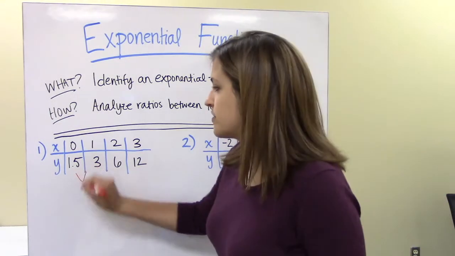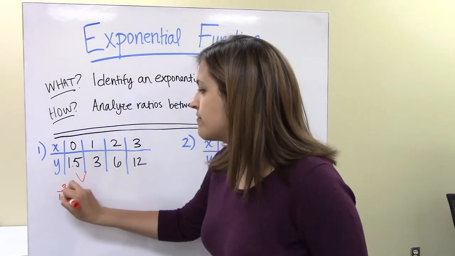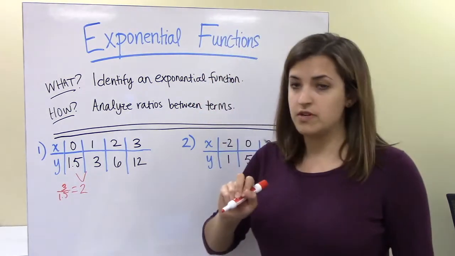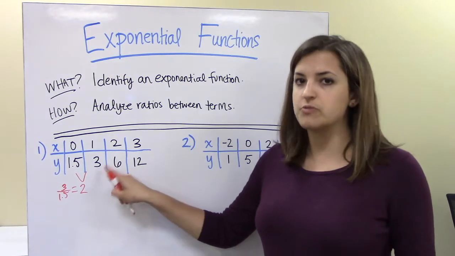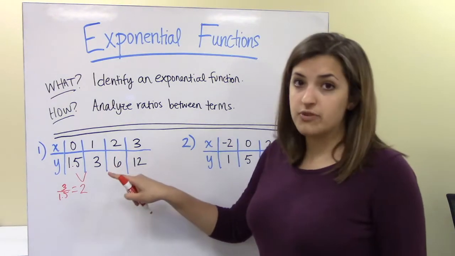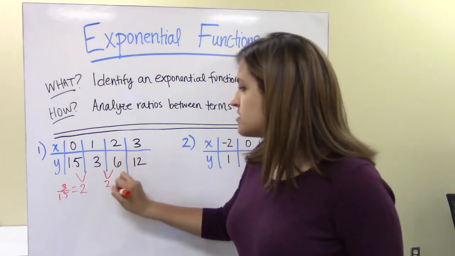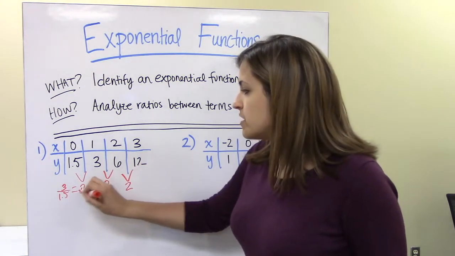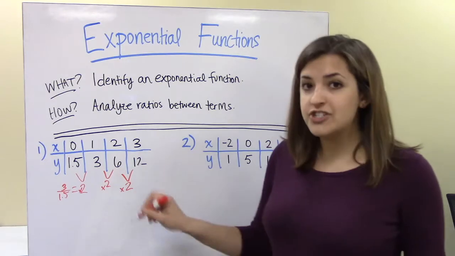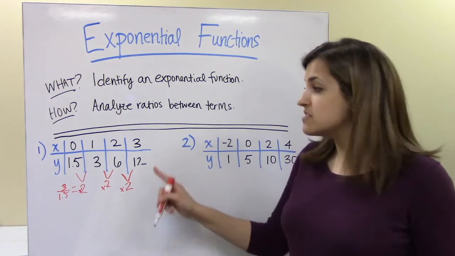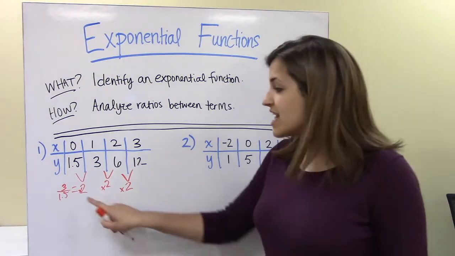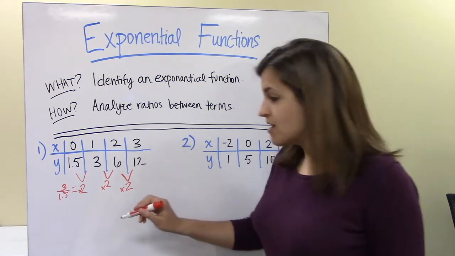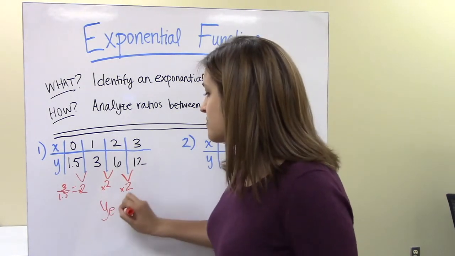We're going to be dividing 3 by 1.5, 6 by 3, and 12 by 6. So let's do this one first. 3 divided by 1.5 equals 2. So 1.5 times 2 equals 3. 6 divided by 3 is also 2, and 12 divided by 6 is also 2. So here, we're multiplying by 2 each time to get our next term. This one is exponential because that ratio stays the same. So yes, this one is exponential.